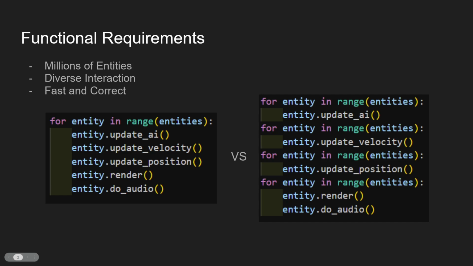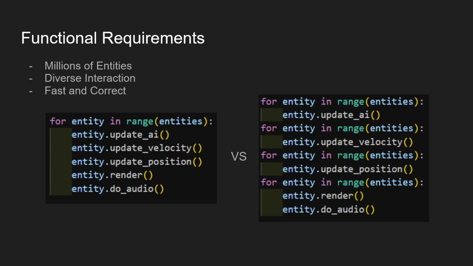ECSs came about for games which have millions of entities. They have these diverse interactions where some entities will be looking at others, and they'll all be doing different things based on different properties that the entities have. And it needs to be fast and correct.